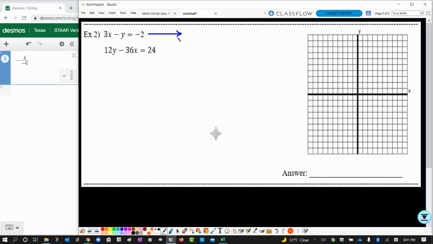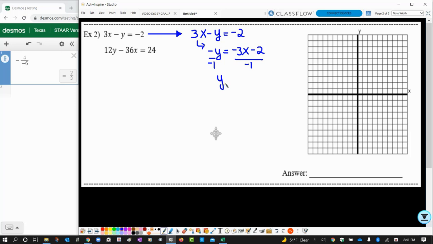Since I don't have a lot of space under this equation, I'm going to copy the equation here to the right, and I'm going to send the 3x to the other side. So this would be -3x. I'm going to bring down the -y, and I'm going to bring down the negative 2. Now the y is still not alone, so we're going to divide both sides by negative 1.